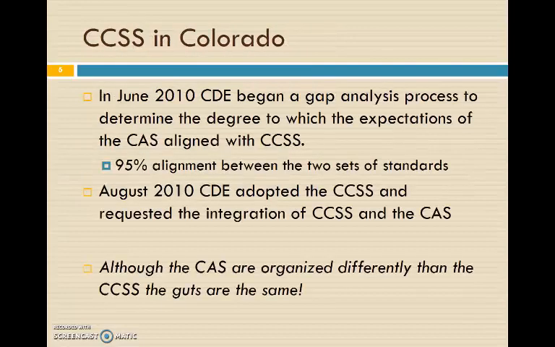So what's going on in Colorado? Because I know a lot of you are in Colorado, and this is similar to what happened in other states too. In 2010, the Colorado Department of Ed began a gap analysis, and they wanted to see how well the Colorado academic standards aligned with the Common Core. And they found that there was 95% alignment. So that helped them say, okay, we're going to adopt the Common Core.